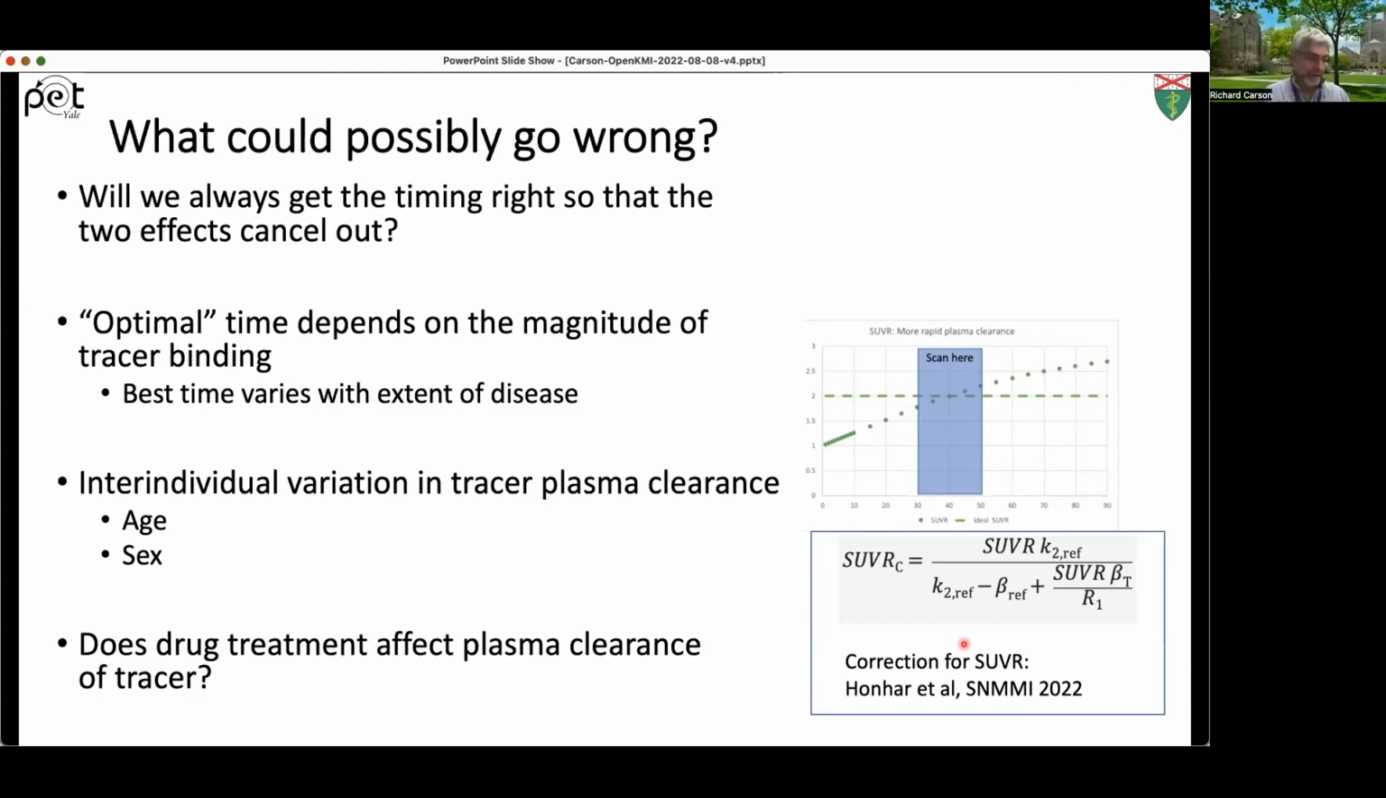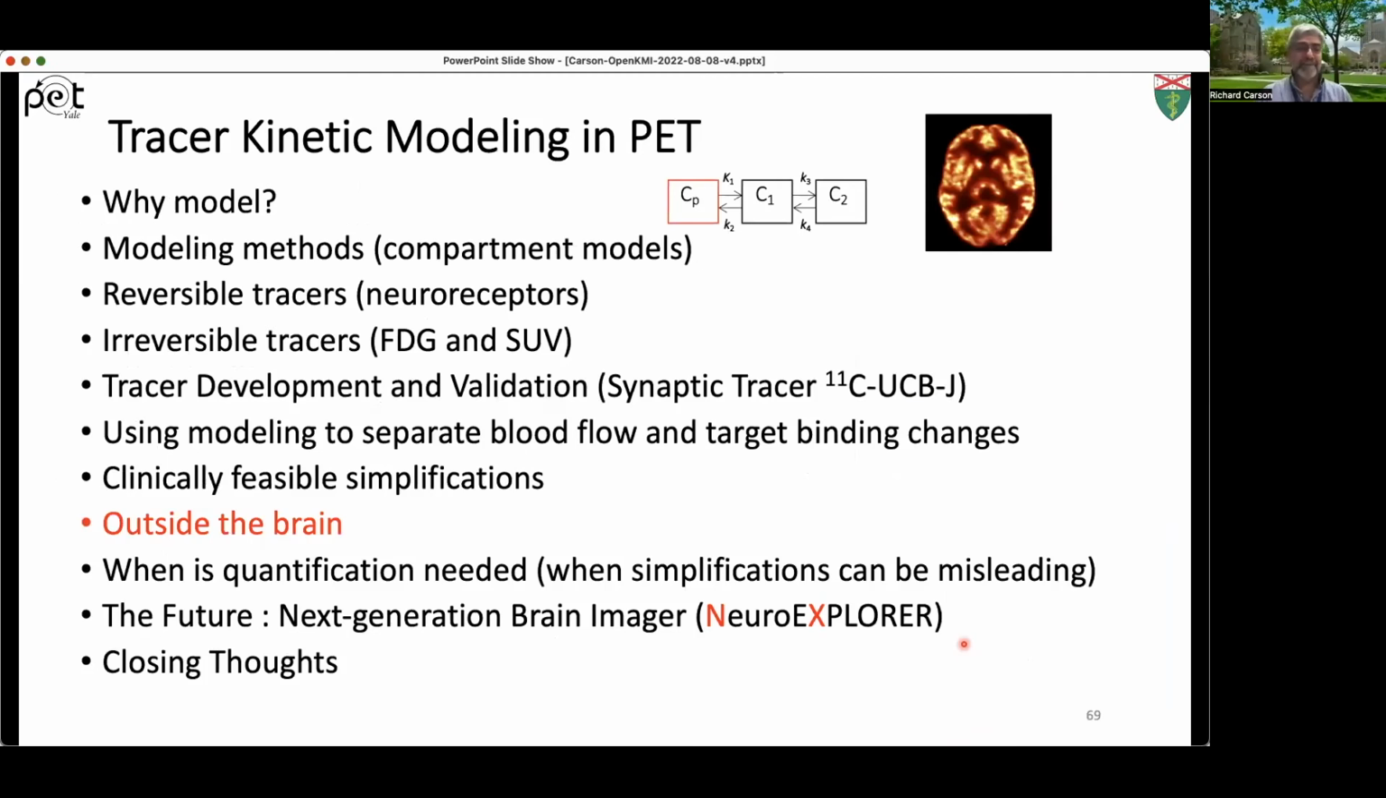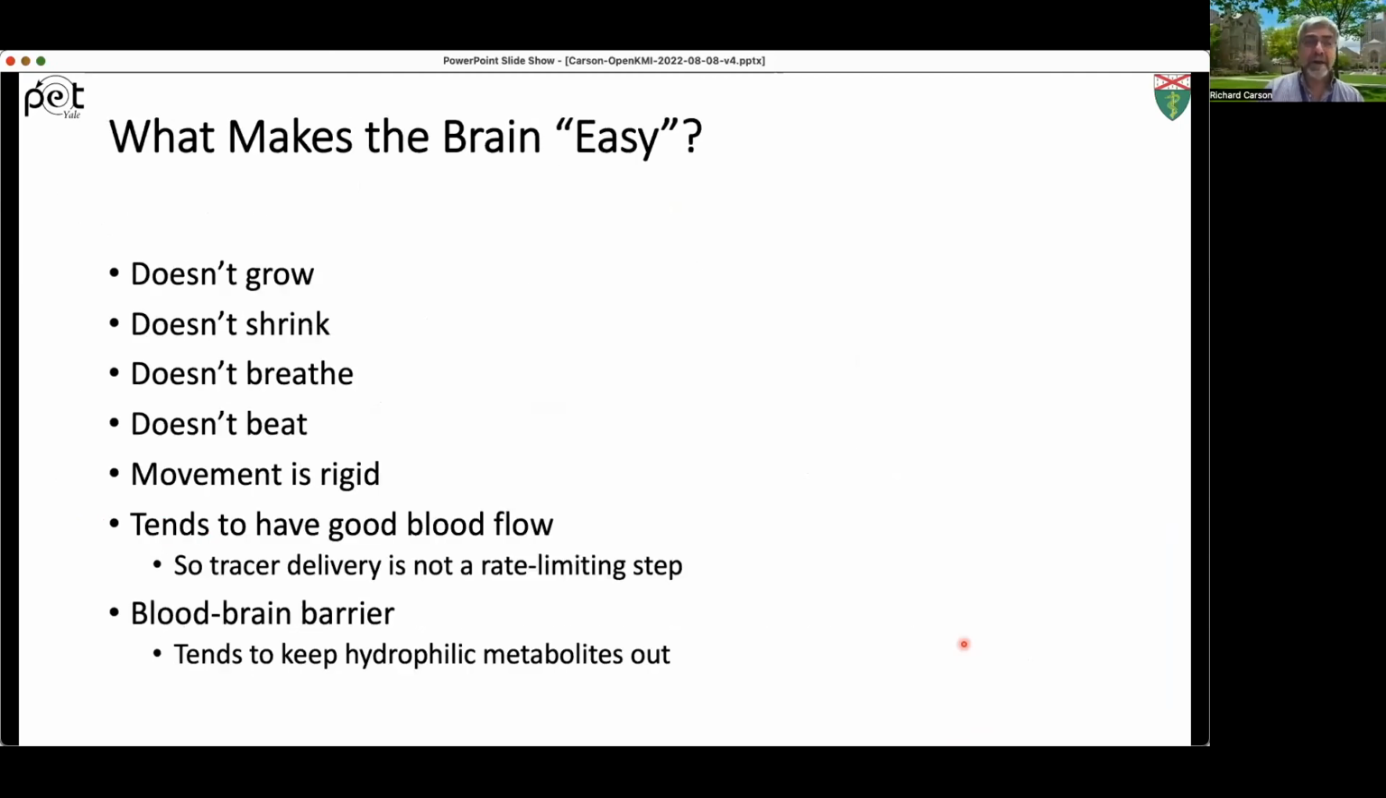All right, how about outside the brain? I'm doing a lot of brain work, and doing some outside the brain. I've really come to appreciate the brain. The brain has a lot of nice features. It doesn't grow, doesn't shrink, doesn't breathe, doesn't beat. When it moves, it tends to be rigid, tends to have good blood flow. That's good. And it has that blood-brain barrier.